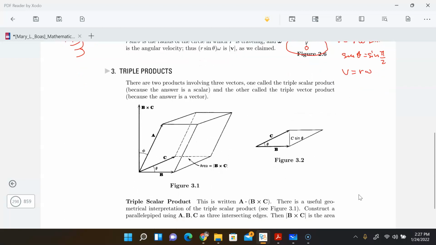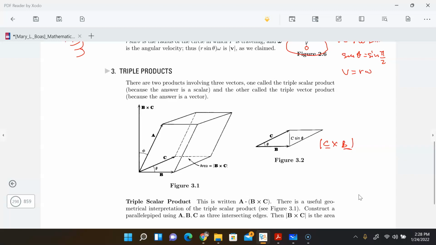What else? Okay, triple products. We have seen before that if you have a parallelogram, then you can define the vectors that build up the parallelogram. Then the area will be given by, in this case, C cross B or B cross C. So that will give you the area.